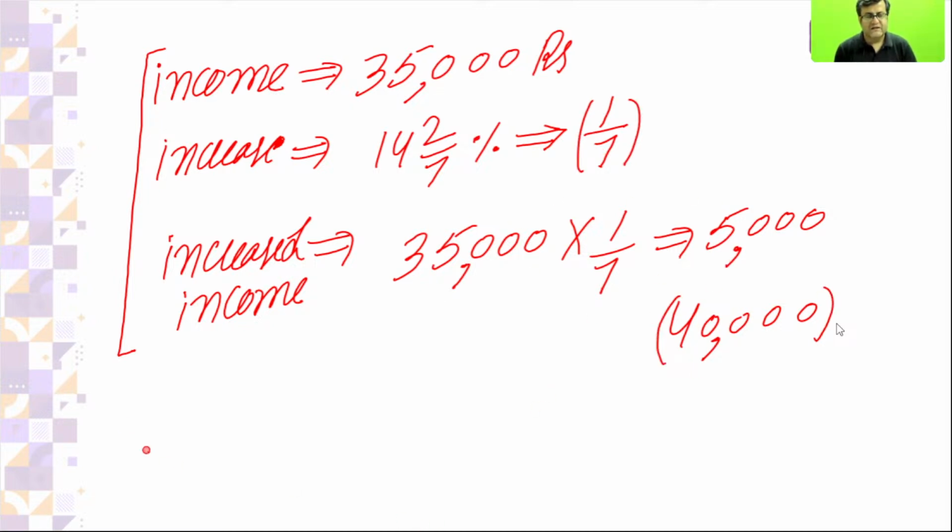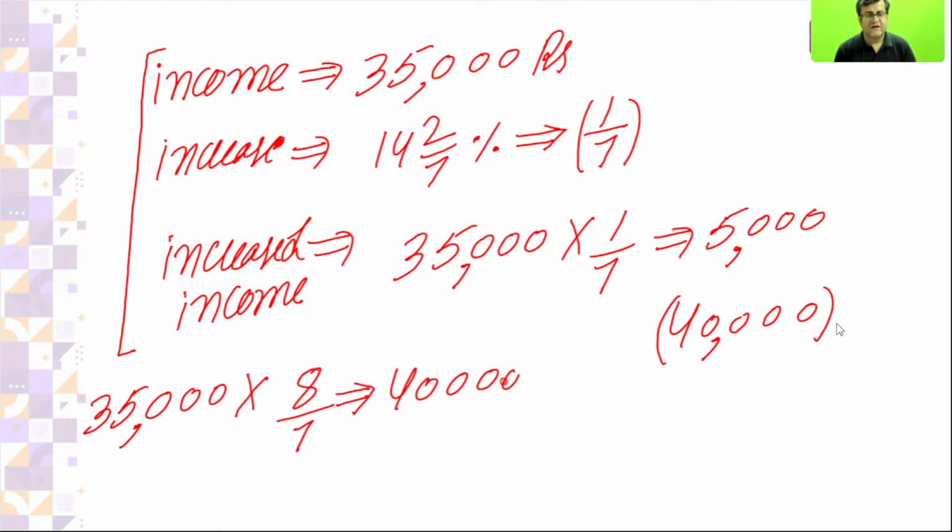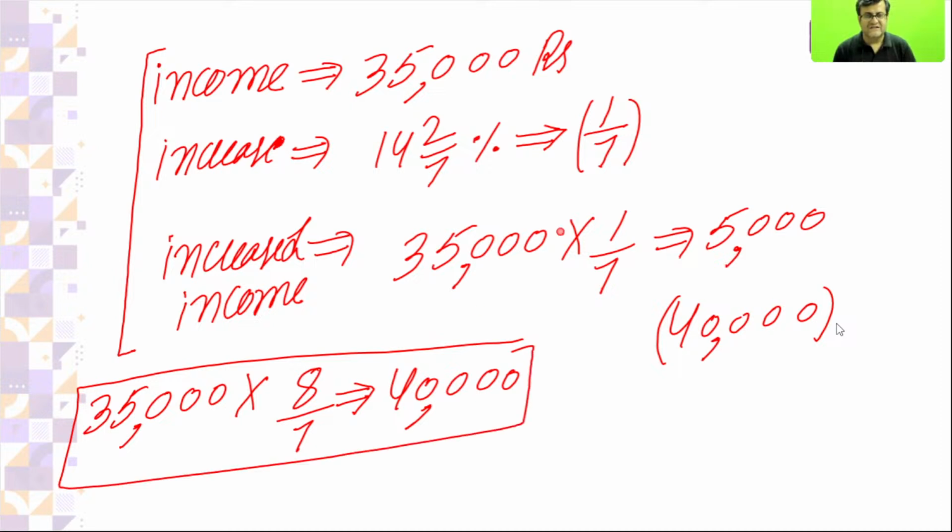Is the point clear? Else you could do one thing. 35,000 is the income and 1/7 is the increase, so the value will be 8/7. So 7 5s are 35, 8 5s are 40. So 40,000 is the final income. 1/7 increase means in 7, 1 increases, so the value becomes 8/7. Directly find 8/7 of it, 40,000 is the income. Else 35,000's 1/7 is 5,000, and 35,000 plus 5,000, the value will be 40,000.